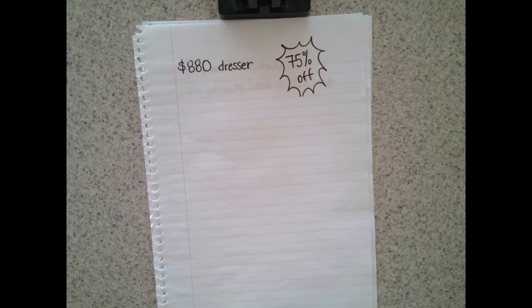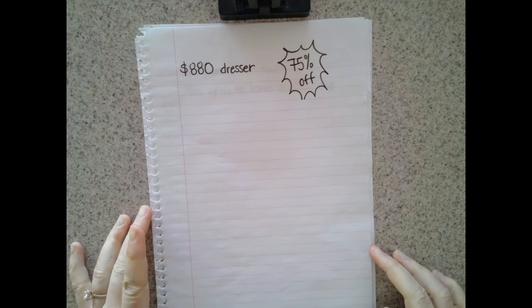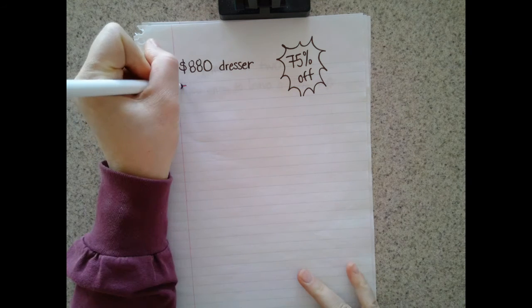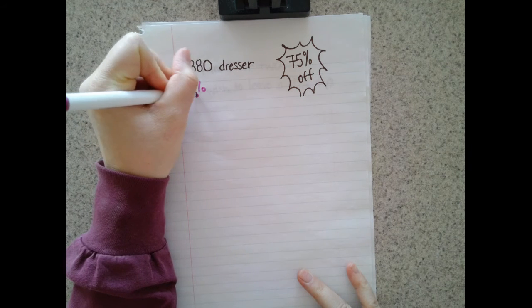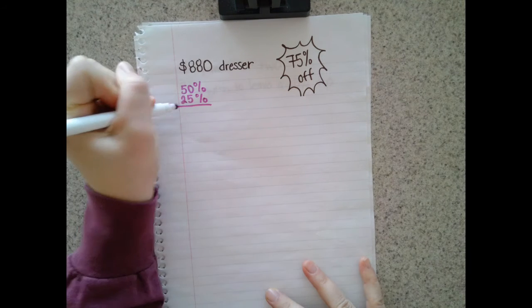You need to buy a dresser for your room. You find one that you like that's $880, but it's marked 75% off. This is a major deal. Now, how are we going to work with 75% in our heads? Well, there's a couple of options. 75% I can break into 50% and 25%. 50 plus 25 is 75.